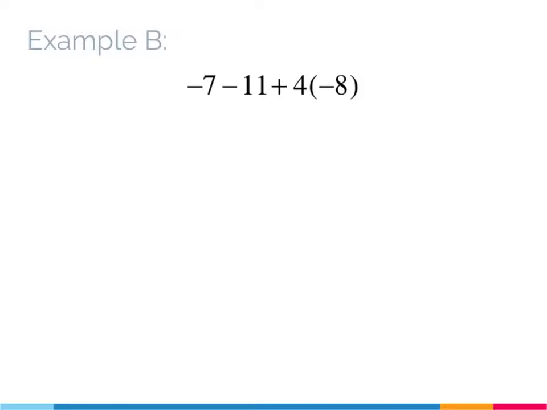So here we are at example B. Again, we're going to be taking a look at our GEMS. I got grouping symbols around a negative 8, but there's nothing I can do with minus 8 or negative 8 in there. So nothing to do with grouping symbols. Can eliminate that immediately.